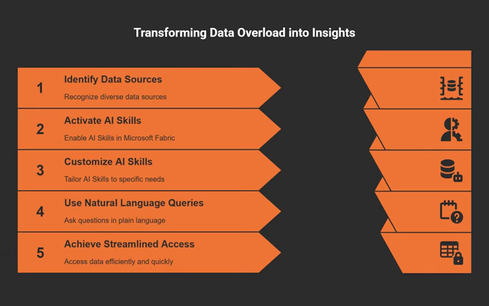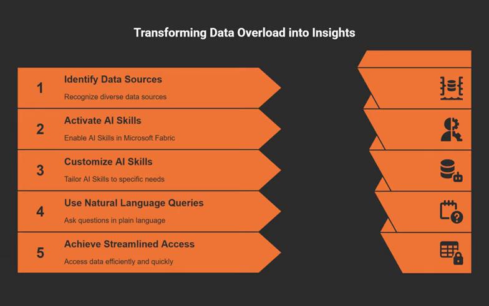What's particularly important to understand is that different AI features become available at different capacity tiers. For example, if you're interested in those basic AI functions we discussed earlier, like sentiment analysis or language translation, you can access those with just F2 capacity, making them reasonably affordable for smaller teams or departments. But here's where things get interesting.